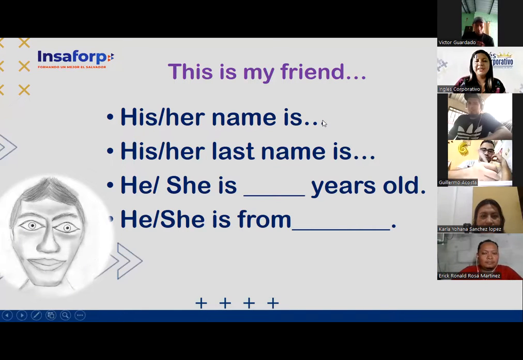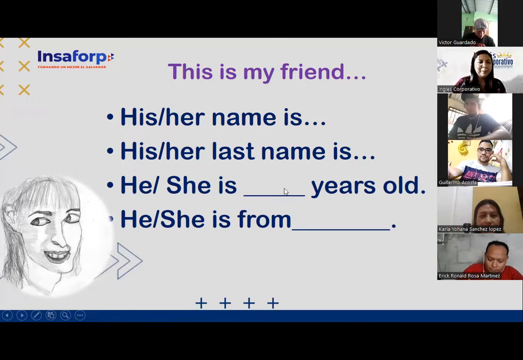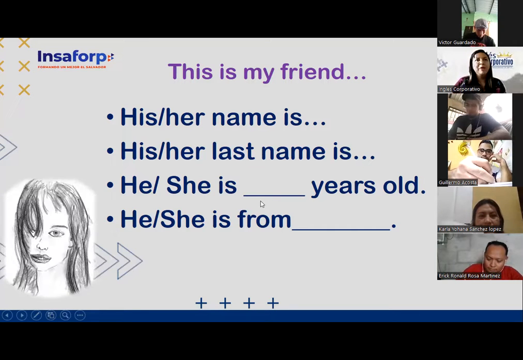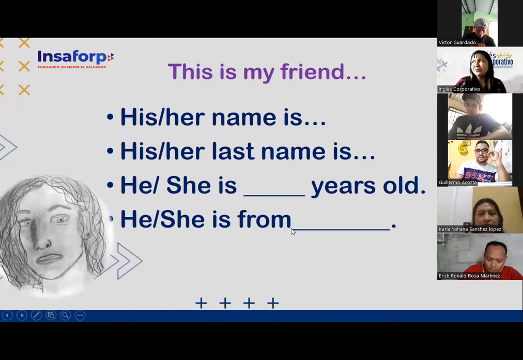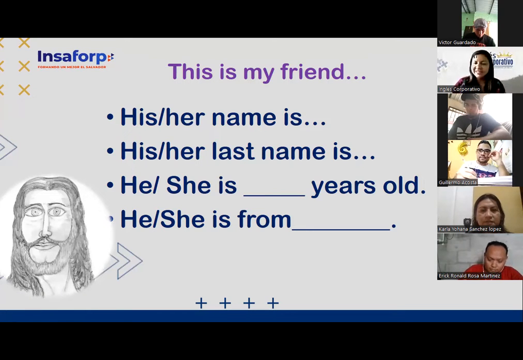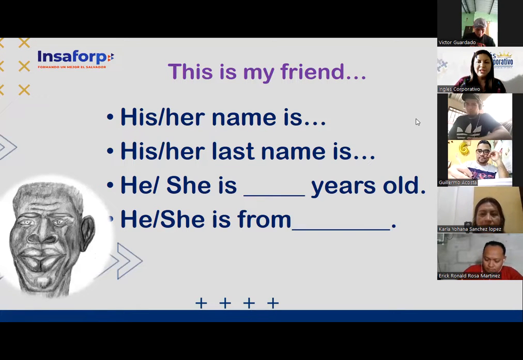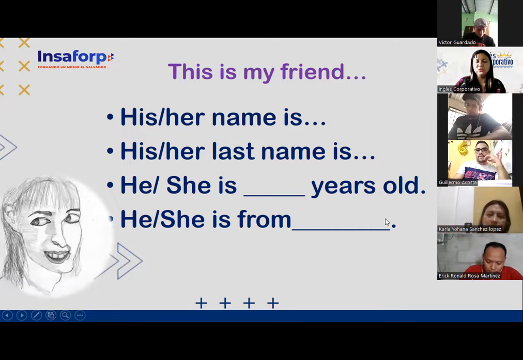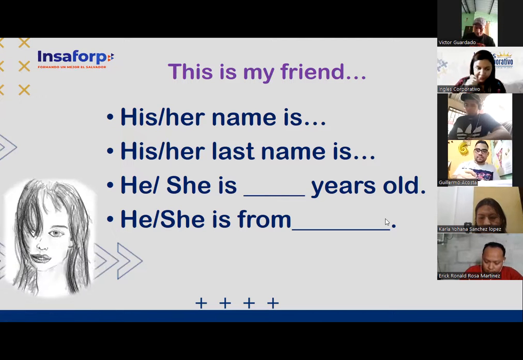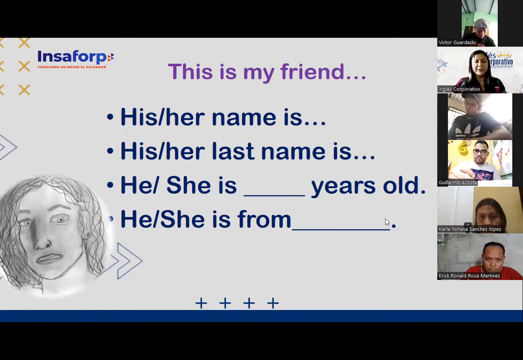His name is Perejildo. His last name is González, for example. He is 40 years old and he is from Mexico, or he is from Ecuador, or he is from Brazil, etc. You invent the information, okay? So you need to copy this. Please copy this information, because in a moment you are going to introduce your friend to another person. Entonces, anoten la información para que no se les olvide. Write information, take notes. Y después ustedes van a presentar su amigo a sus compañeros en grupo.